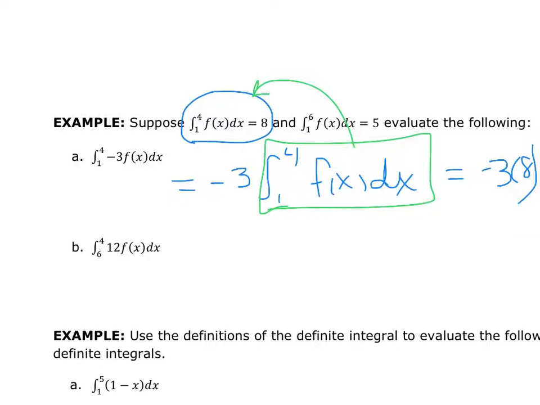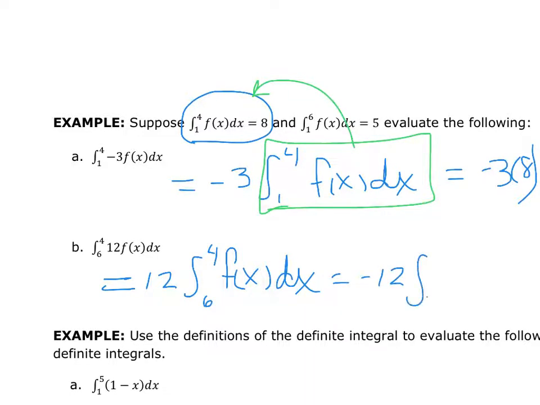Now on B, I'm still going to factor that 12 out. So I'm going to factor out the 12, and I have the integral from 6 to 4 of f of x dx. And I look up there and I see I don't have a 6 to 4. I have a 1 to 6 and I have a 1 to 4. So the first thing I'm going to do is switch the limits of integration. I'm going from 6 to 4, so I want it to go from 4 to 6. When I do that, that makes it a negative, and then I'm going from 4 to 6 of f of x dx.